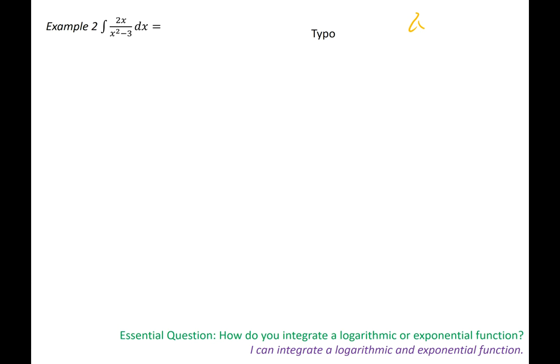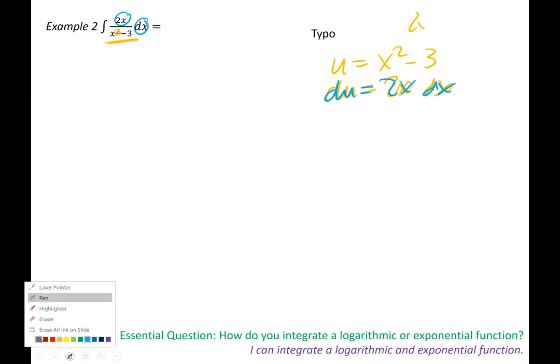All right, on this one, there is a typo. It's right here on this squared, so make sure it was a cubed, I think. You need to turn it to a squared or it doesn't work. All right, so my u will be the denominator. So u equals x squared minus 3. du equals 2x dx. So I see the 2x dx. So I know that I can do my u substitution.